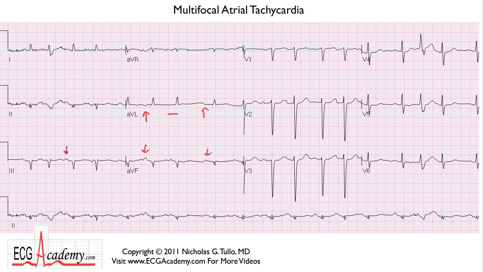Here you have a biphasic P wave. This one is inverted, and this one is upright. So even in lead 3, you have 3 different P wave morphologies.